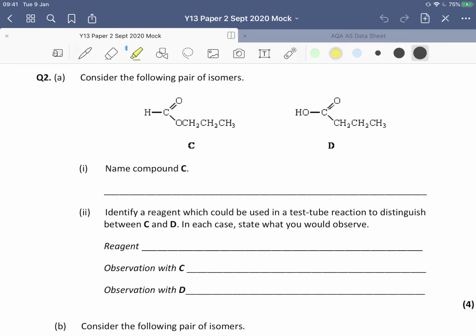If we look at C, it's got a carbonyl bond and the same carbon also attached to an oxygen. So that is an ester. Okay, that's important. It helps us then think about when we're doing something in a second. And then if we look at the other molecule, it's also got a carbonyl bond, but instead of being bonded to an oxygen, which has then got an alkyl group, which is what the ester has, it's bonded to an OH, so that makes it a carboxylic acid.